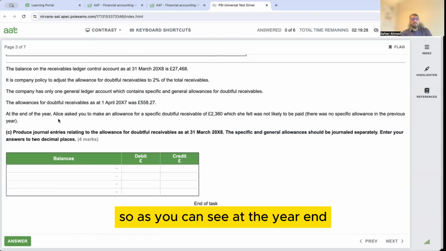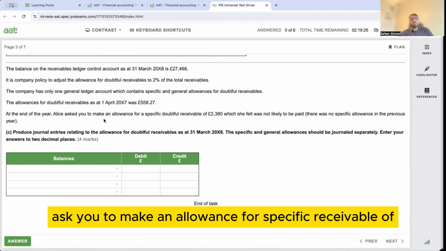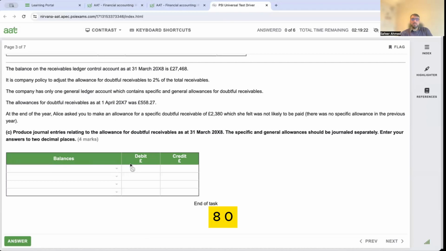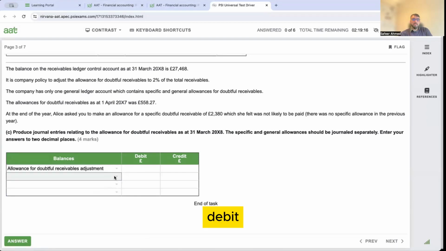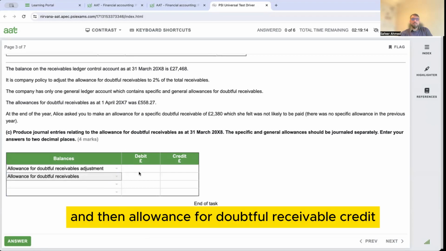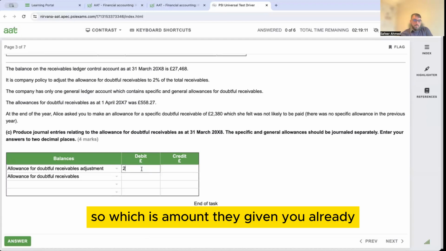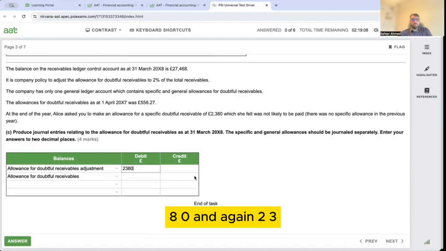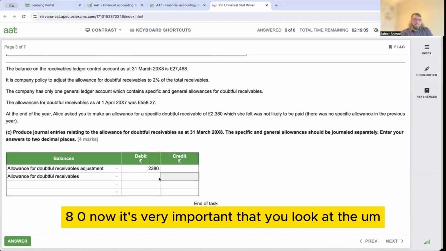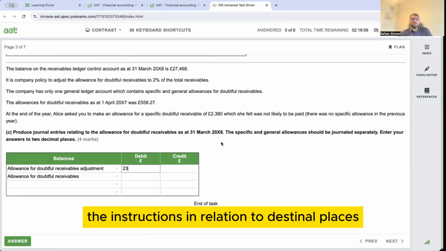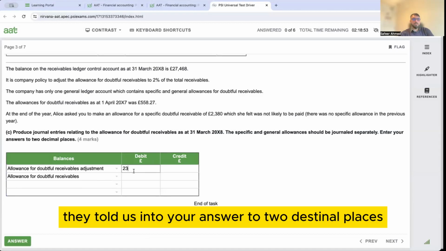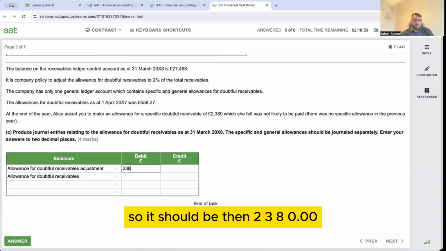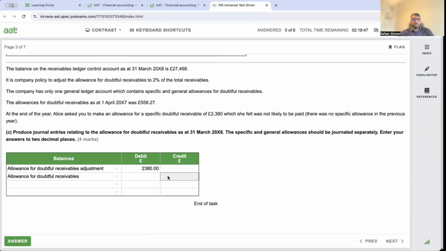So as you can see, at the end of the year, Alice asks you to make an allowance for a specific receivable of 2380. So the double entry for this will be allowance for doubtful receivable adjustment, debit, and then allowance for doubtful receivable, credit. The amount is what they've given you already, which is 2380, and again 2380. Now it's very important that you look at the instructions in relation to decimal places and all of that. As you can see, they told us to enter your answer to two decimal places. So it should be 2380.00.